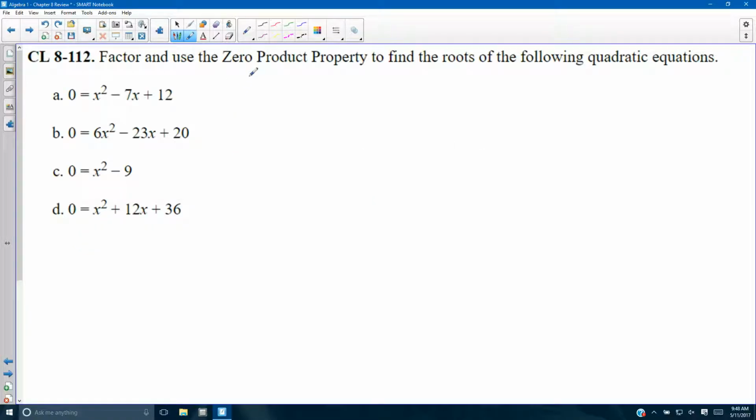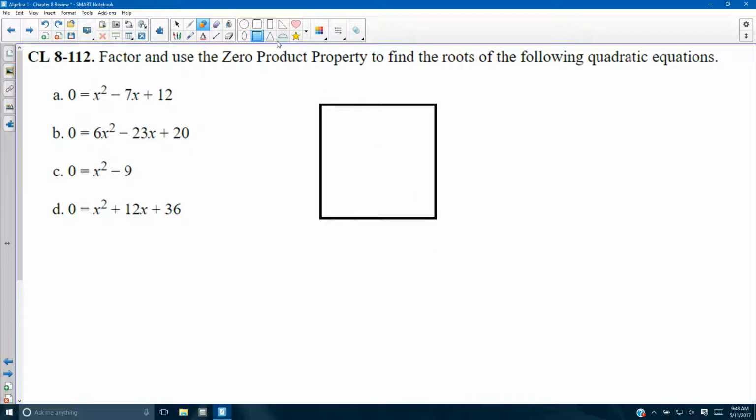Starting right now, factor and use the zero product property to find the roots of the following quadratic equations. I got A, B, C, and D. Okay, I'm going to start off with A here, and the only thing that I'm going to do is start with this square, the generic rectangle, and the diamond. Now, this is something that we've been practicing by understanding area of rectangles.